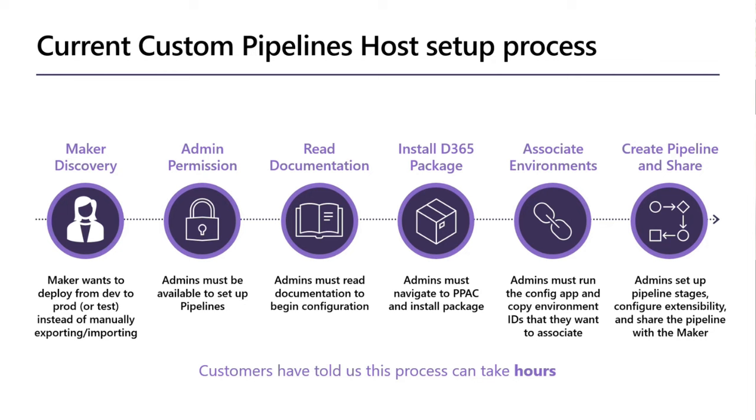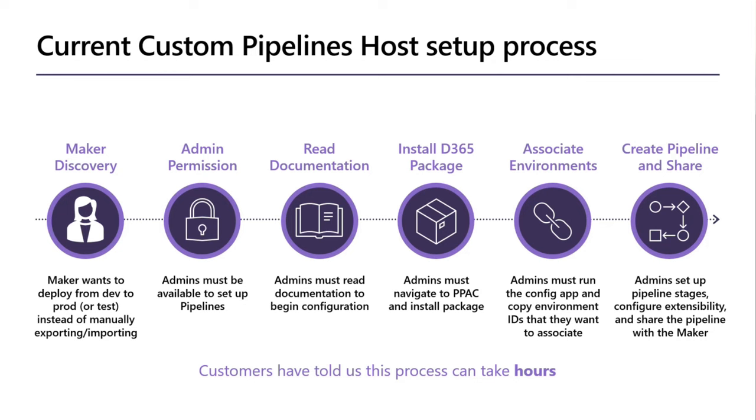So in this case, the admin would copy the environment ID that the maker wants to use in their pipeline and then create that pipeline for them. And then once they configure everything they need, and this could be like approvals, pre-deployment steps, et cetera, for any of you who have used pipelines, you know what I'm talking about. And after that's all set up, they can then share the pipeline with the maker.